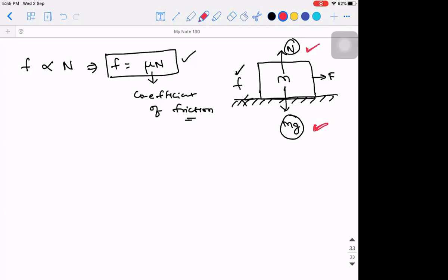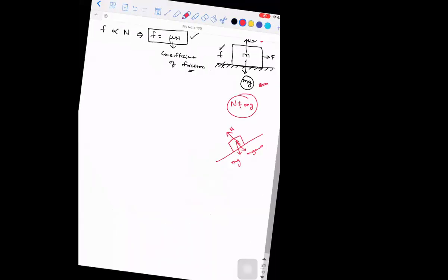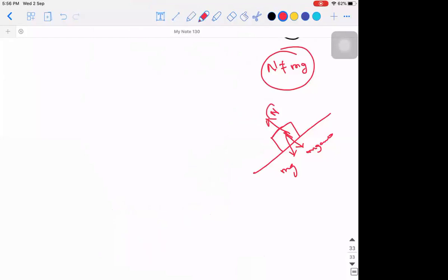Can you give me an example where normal is not equal to weight? Where normal is not equal to mg. Can you tell me one scenario like that? Very simple. When the object is lying on an inclined plane. Sir, something like an elevator. I have not explained the elevator yet. From the concept which I have already explained, in this case, normal is not equal to mg, it is equal to mg cos theta.